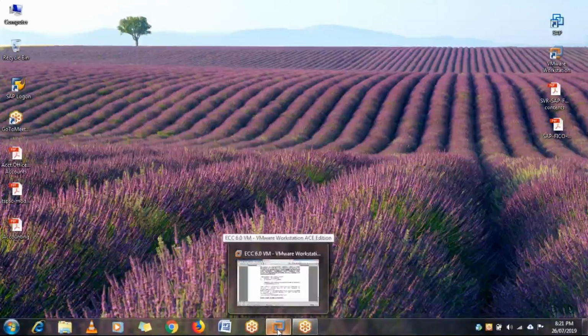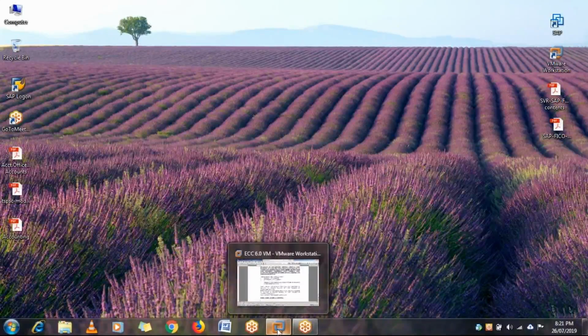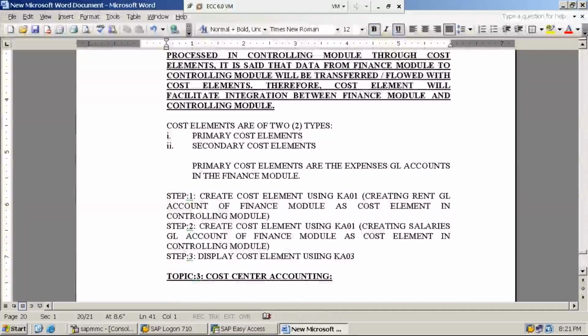So, in the last session, we have seen cost element accounting. In that, we have seen how to create cost elements, how to view them, and also how to display the created cost elements. But whatever cost elements we have discussed in steps 1, 2, 3 are primary cost elements only. Secondary cost elements we will discuss in future topics such as cost center assessment and internal audits. Those are separate topics in the controlling module.